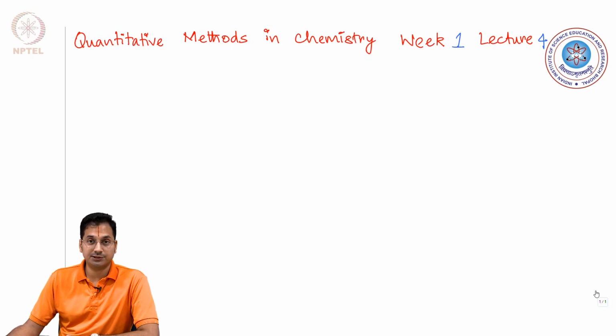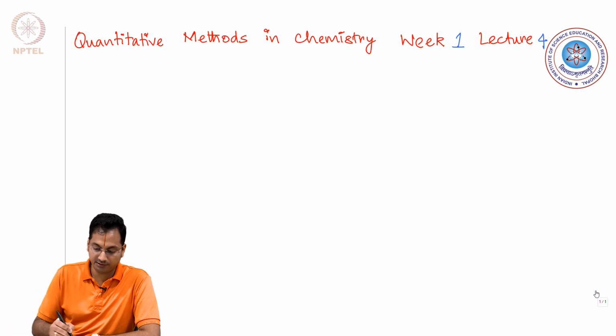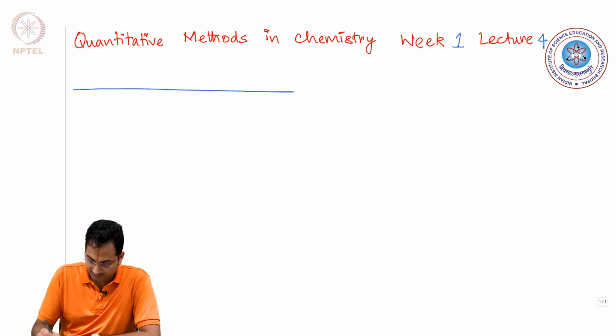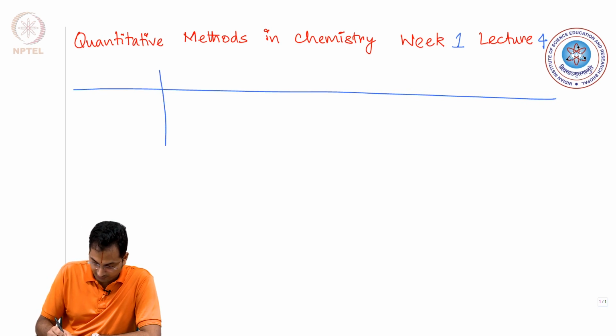Welcome to the fourth lecture in the first week of quantitative methods in chemistry. Let us start by summarizing, or rather comparing, the different units of concentration that we have discussed in this class so far. So, I am going to make a large table. Hopefully, that is going to help us understand how things go.